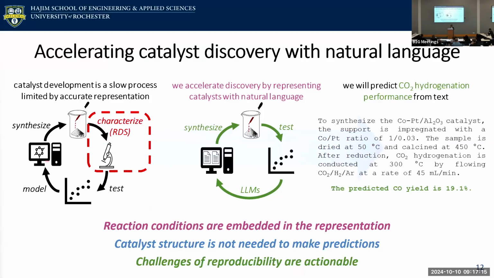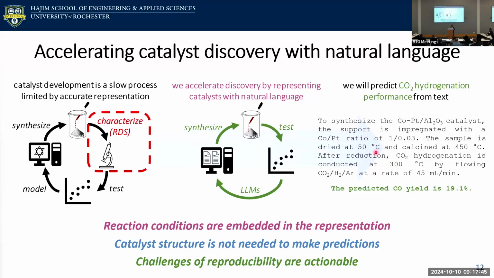Catalyst development is a really slow process. It takes a long time to develop a new catalyst, characterize it, understand how it works. So rather than try to figure out exactly what the surface structure looks like and how that structure affects the performance, if we can represent the catalyst with text of how the catalyst is made and how the reaction is run, we should, in theory, be able to develop a function that takes that text of how we ran the experiment to how the catalyst performs.